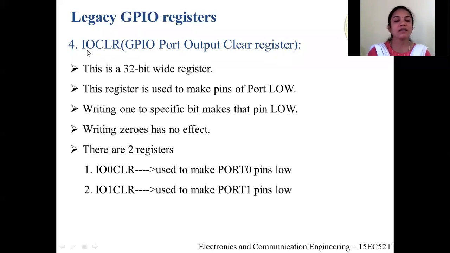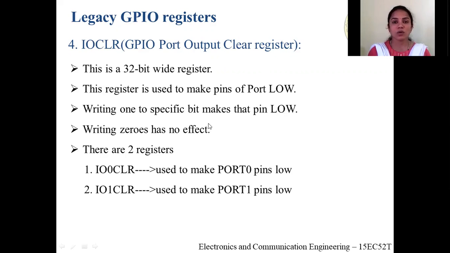The next register is the IO clear register, that is the GPIO port output clear register. This is also a 32-bit register. This is used to clear the port pin values. So this register is used to make the pins of the port low, or it will clear the value on the port pin. Writing 1 to a specific bit makes that pin low. If you are sending value 1 by using the IO clear register, that value will clear the value on the port pins, or make that pin low. Writing 0 has no effect.